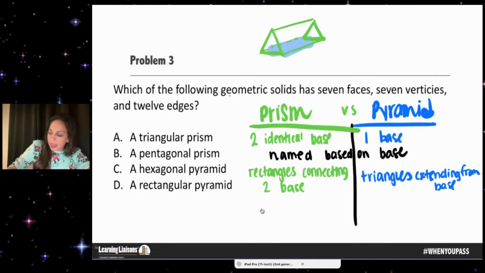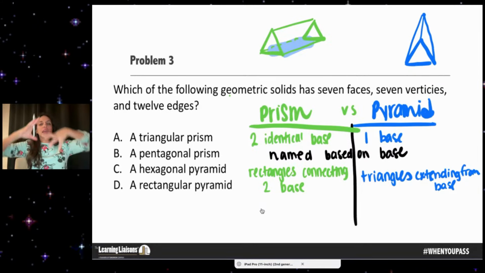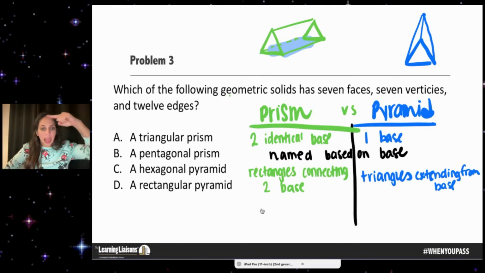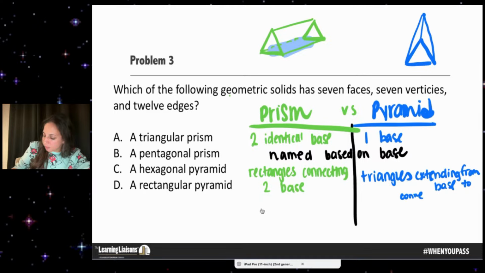This would be a triangular pyramid because I have a triangle base. And then I have triangles extending to connect my base at one point. So triangles extending from the base to connect at one point.